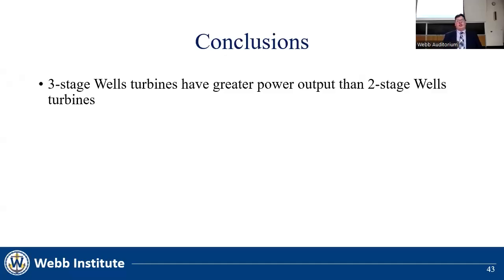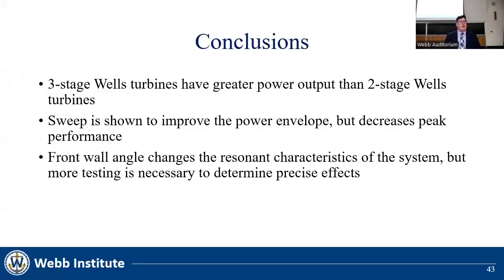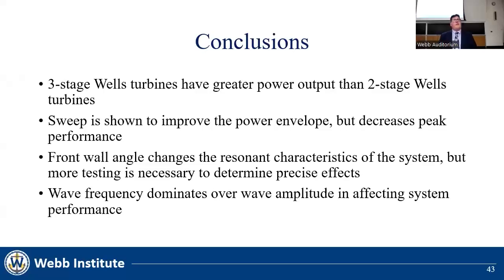There were four main conclusions at the end of this thesis project. The first was that in our setup, three-stage Wells turbines have greater power output than two-stage Wells turbines. The second was that sweep will improve the power envelope, but at the expense of peak performance. The third was that the front wall angle definitively changes the system's resonance characteristics. However, further testing is necessary to determine the precise effects. Finally, the fourth conclusion was that the wave frequency dominates over the wave amplitude in affecting the system's performance.